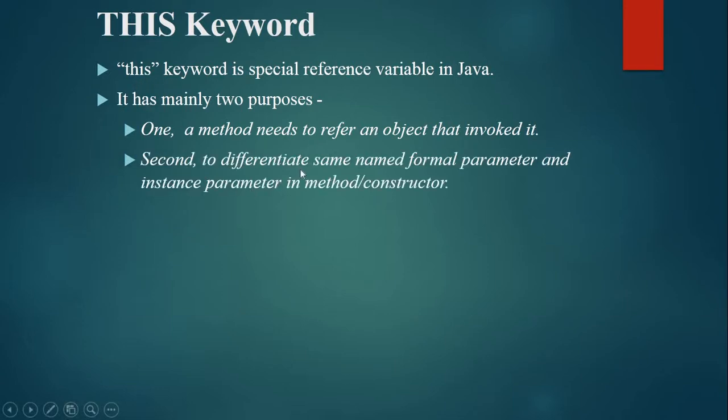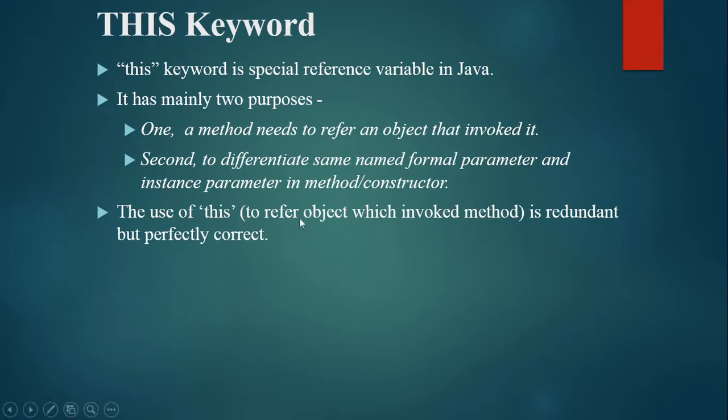Another use is to differentiate a formal parameter and an instance variable with the same name in a method or constructor. Meaning if we are passing some parameter and that method already has a parameter with the same name, then to differentiate them we can use this keyword. The first use of this, to refer to the object that invoked the method, is redundant but perfectly correct.